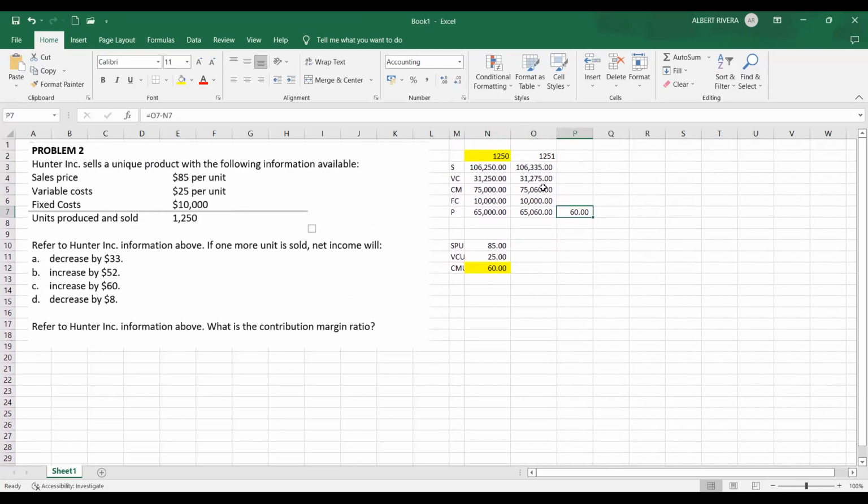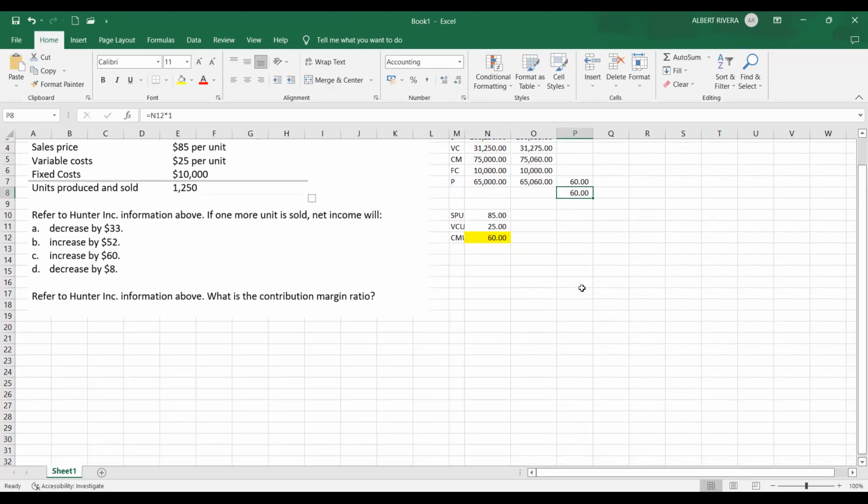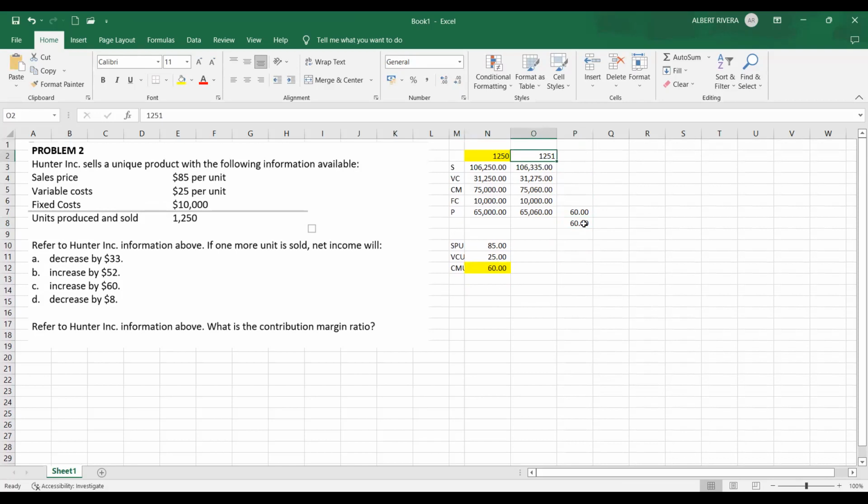So if the movement will be one unit from the previous, the difference between these two is one unit times the CM per unit. So this is 60 times one unit. So that is 60. So you have to forego this computation because you can arrive at 60 pesos by just using the concept. So there is a movement of one unit here. What if the company will produce 5 units more than 1,250? What would be the change in income? So ganun din. So what should be your answer?